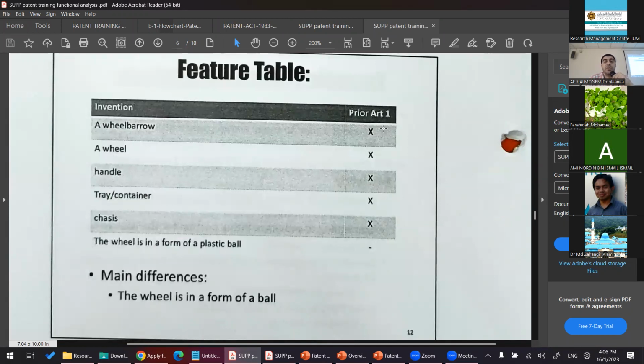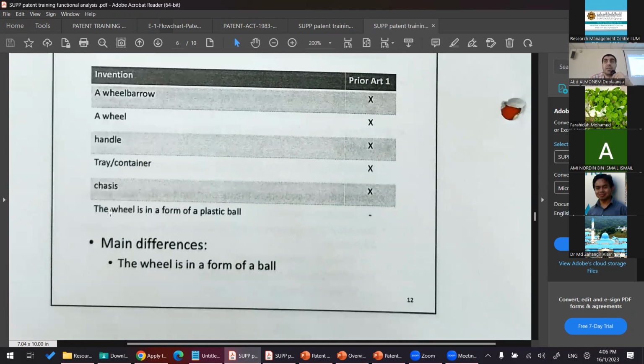A wheelbarrow, similar. A wheel is available. A handle is there. A tray or container is there. A chassis is there. The wheel is in the form of a plastic ball, so it's only a feature, not actually one of the components, but more like a property, characterized by. The wheel is a plastic ball, which is not in the prior art. So the main difference is that the wheel is in the form of a ball.